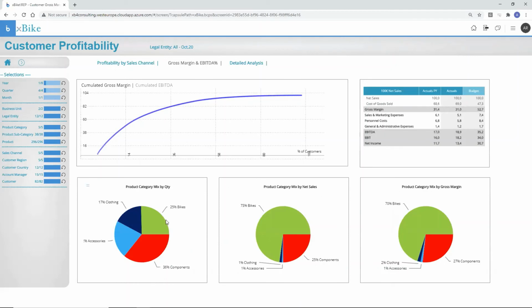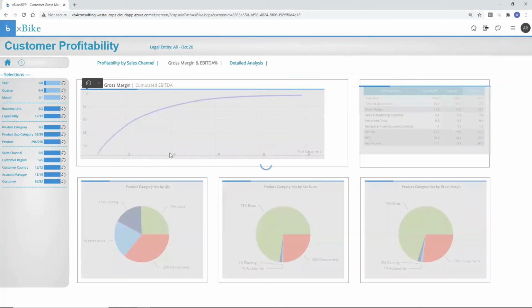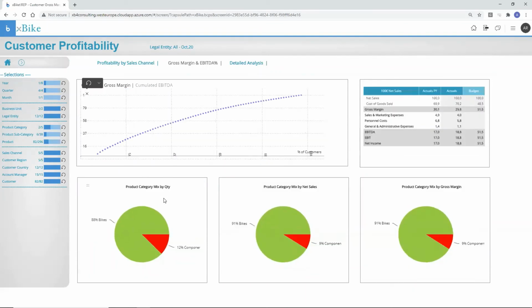So I see that I'm selling a lot, for instance, of clothes and accessories, but in terms of net sales and gross margin, those product categories are not very profitable. If I focus my analysis again on the most profitable customers, I can see that for those customers, I'm selling mainly bikes and components, which is also in line with the previous analysis.